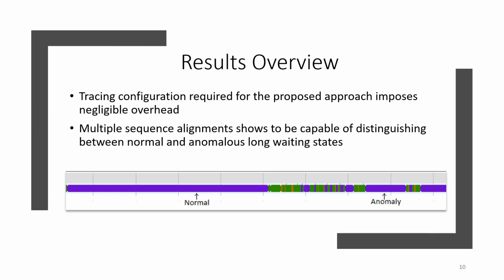So based on our experimental results, which are explained in more detail in the actual paper, this approach imposes minimal data collection overhead, and in using this approach, we're able to distinguish between normal and anomalous regions in the execution critical paths, which can then be used to identify potential root causes of performance anomalies.